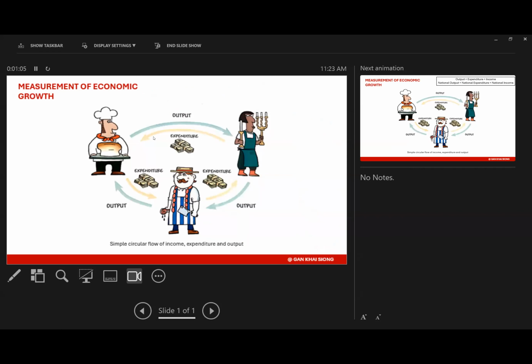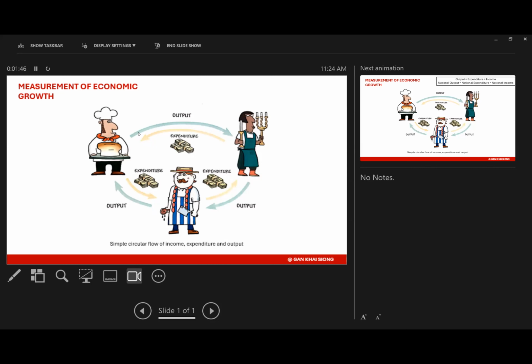So therefore, let's have a look into this scenario. First of all, you can see that there is a baker. He produced bread, and he would like to sell it to this lady. So he produced his outputs, he sold to this lady, and she spent the money to buy the bread. Now this guy has money already because he sold off his bread.